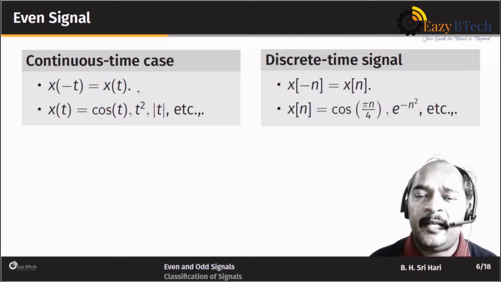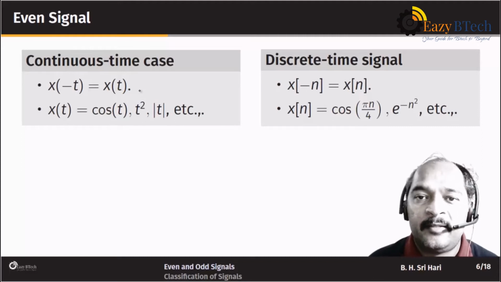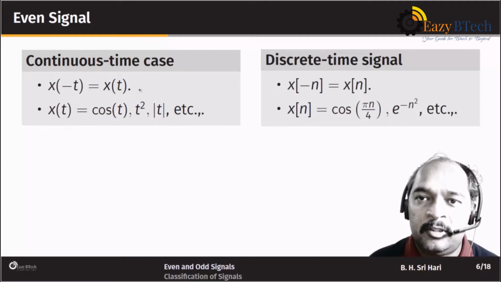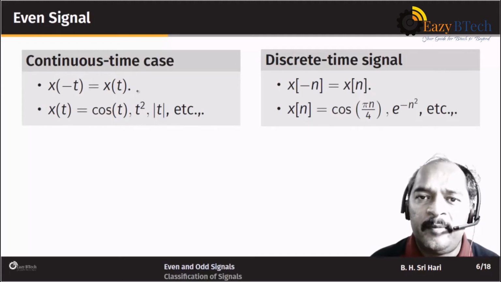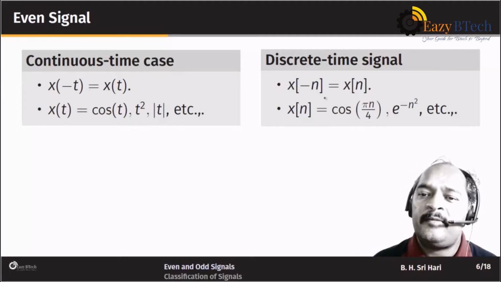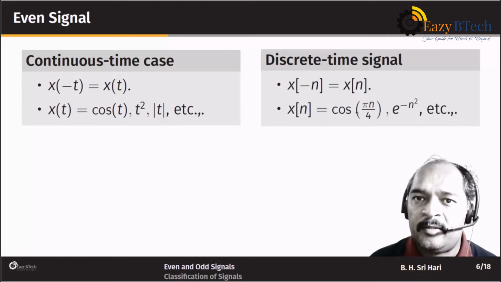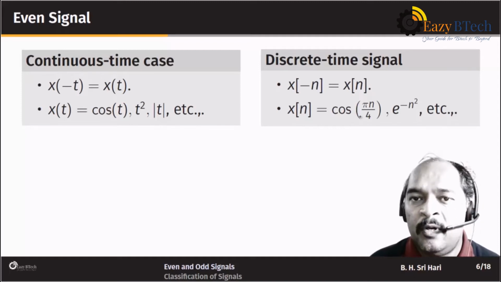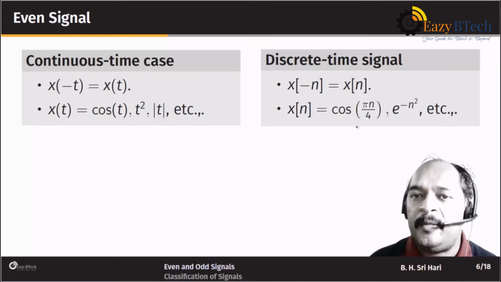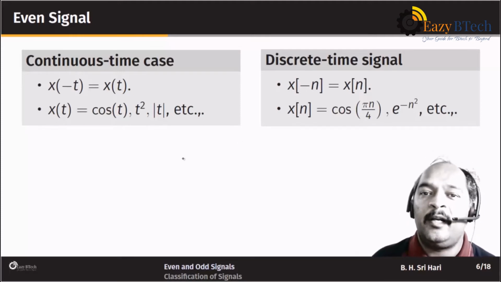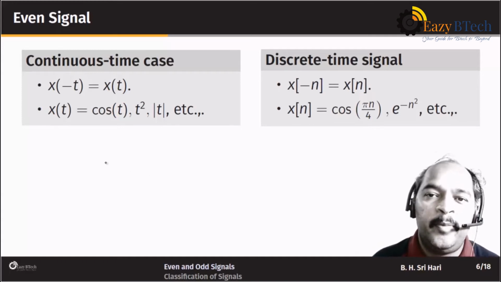Typical examples for the continuous time case are x of t equal to cos t, t square, or modulus of t. There are infinitely many possibilities. For the discrete time case also, we have examples such as x of n equal to cos pi n by 4, e power minus n square, and so on. Just to understand a bit in detail, let us take an example.